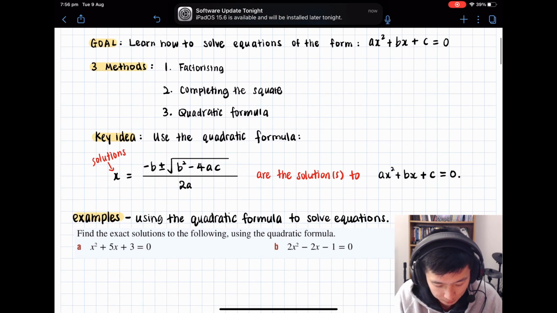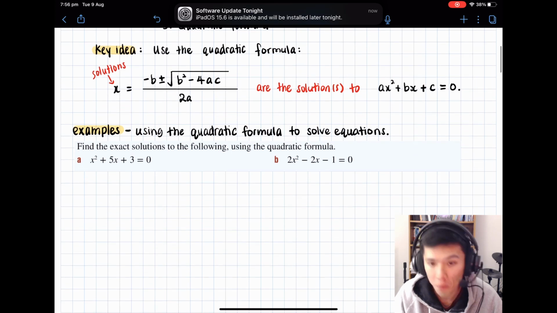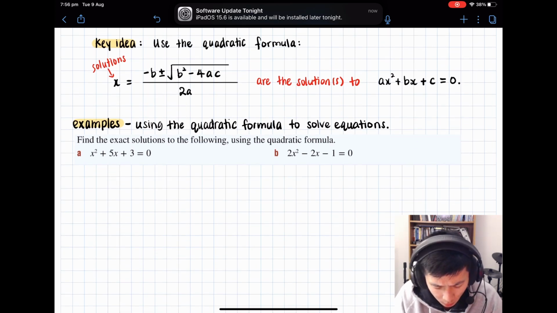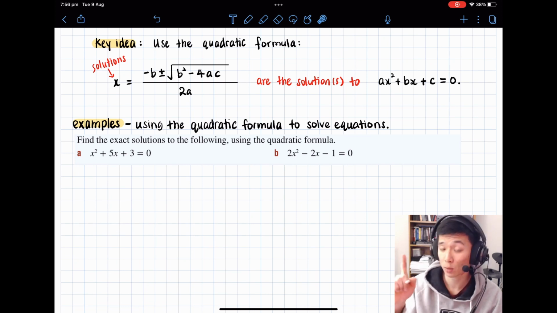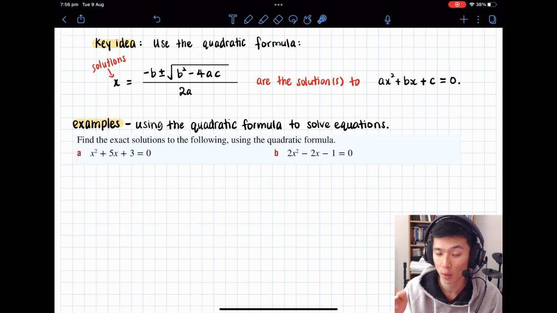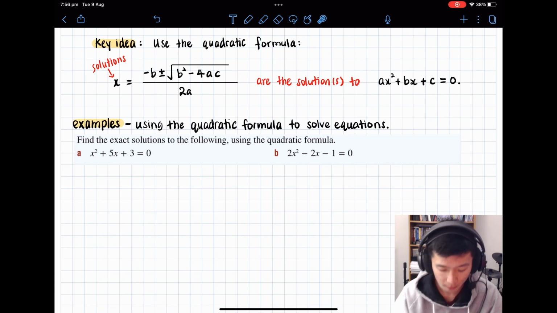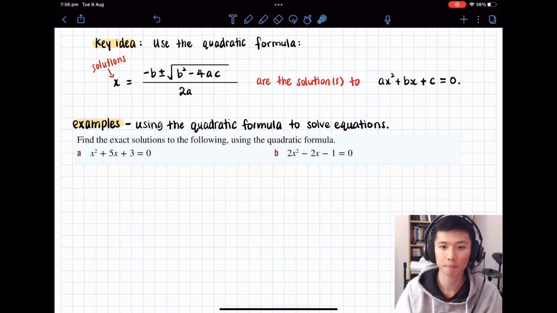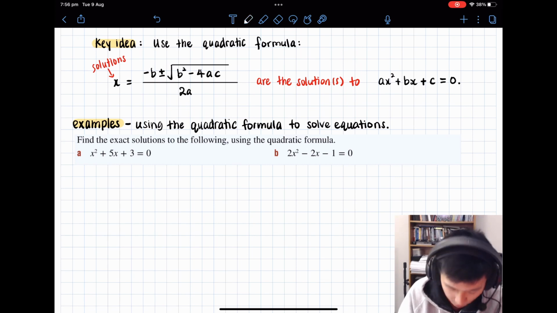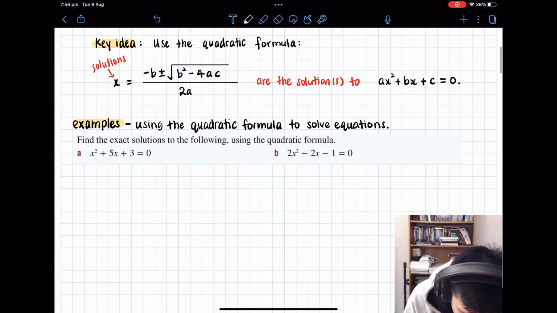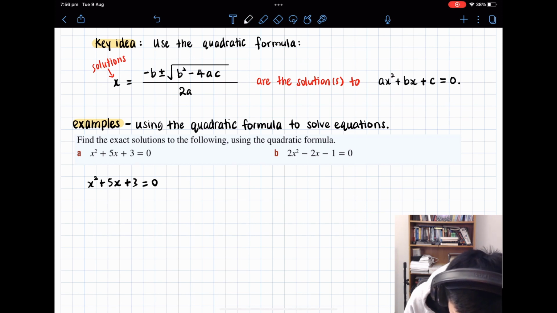So let's just say you open up your textbook or the test and it says, find the exact solutions, because remember, that's what we're trying to find. We're trying to solve the quadratic equation, finding the solutions, using the quadratic formula. Okay, so it's telling us we have to use the quadratic formula. So as always, let's do part A together and write down the question. That should always be our first thing we do. And let's also write down the quadratic formula.